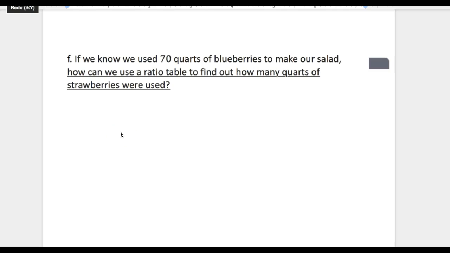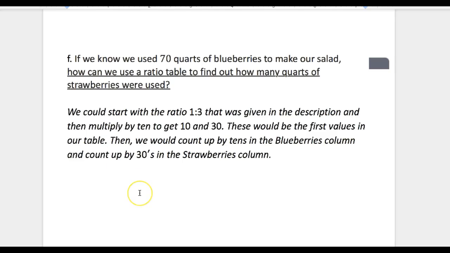Well, we could start with the ratio 1 to 3 that was given in the description, and then multiply by 10 to get 10 and 30. Instead of 1, we can multiply both sides by 10 and get 10 and 30. These would be the first values in our table. Then we could count up by 10s in the blueberries column and count up by 30s in the strawberries column.